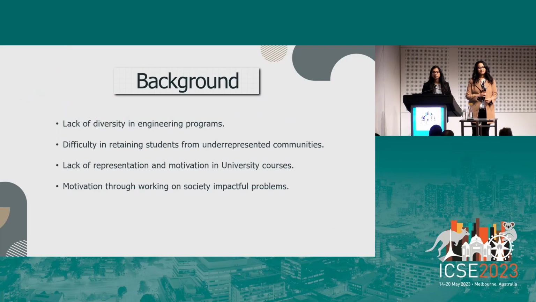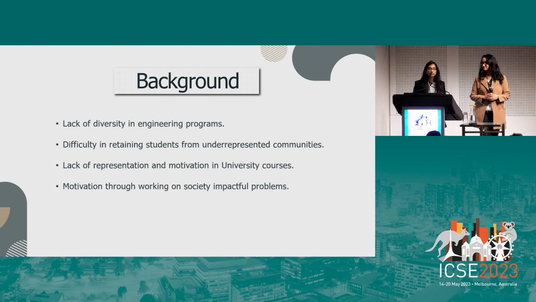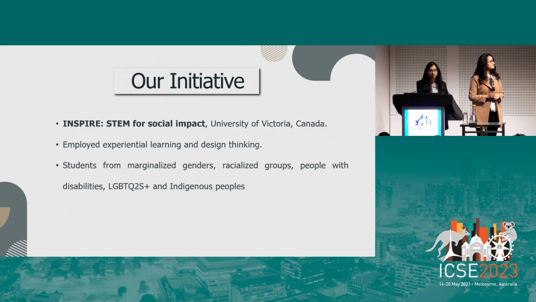Lack of diversity has been a topic of concern for many universities for a while now, as universities face many difficulties in recruiting students from underrepresented communities. This happens because of lack of representation. Underrepresented students, such as women and other communities, feel that there's a lack of representation and a lack of motivation in their undergraduate courses. As such, they tend to go into other subjects and don't tend to remain in STEM fields. Previous research has shown that working on socially impactful projects has the ability to retain underrepresented students in STEM fields.